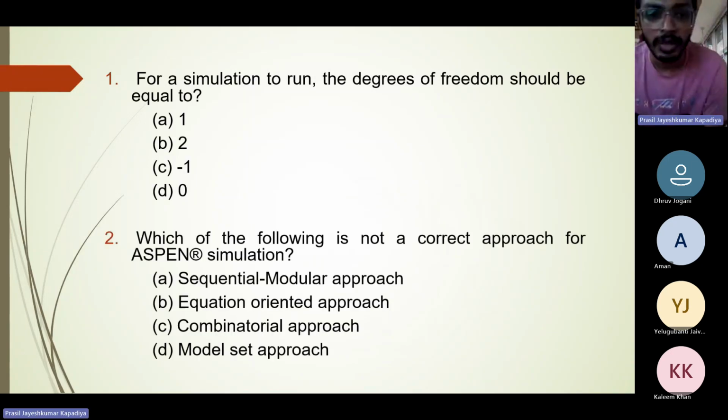Okay, the second problem. Which of the following is not a correct approach for Aspen simulation? Sequential modular, equation oriented, combinatorial, or model set? Which one is not a correct approach? Anyone?